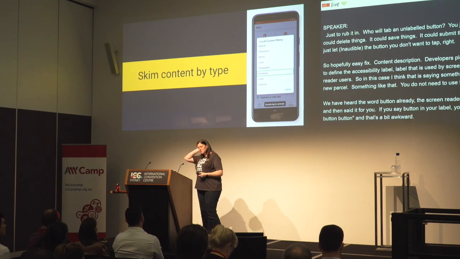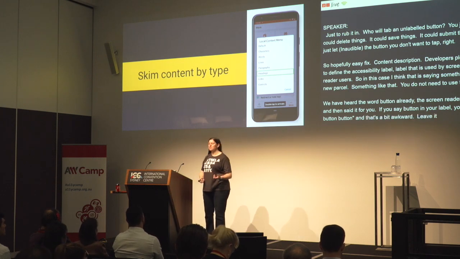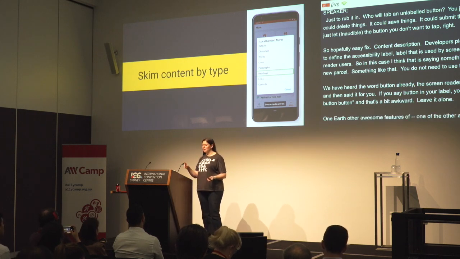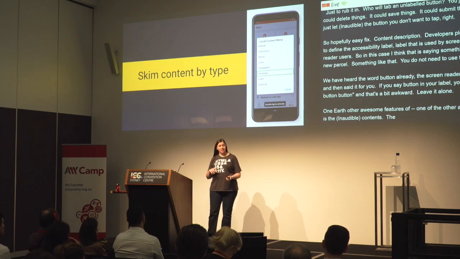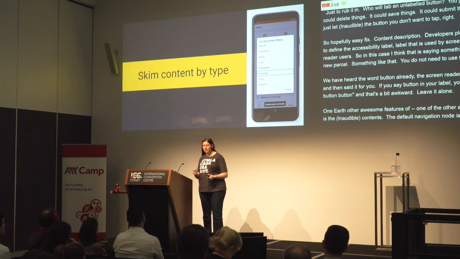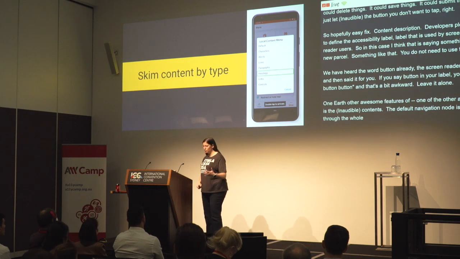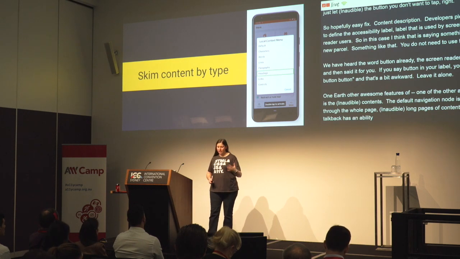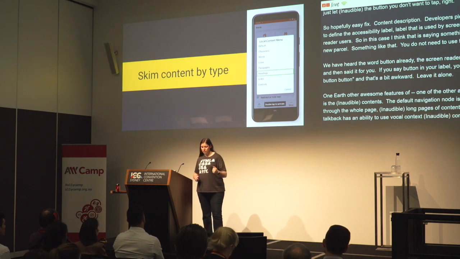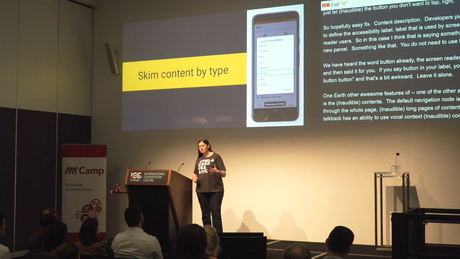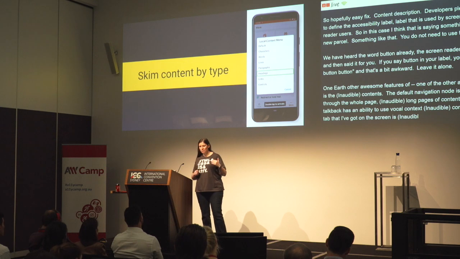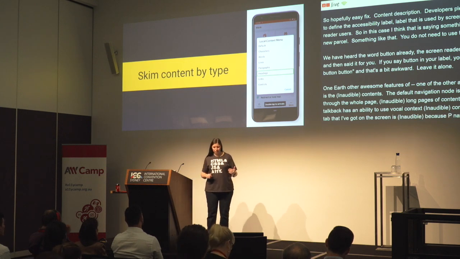One of the other awesome features of screen readers is the ability to skim content. The default navigation mode is to swipe element by element linearly through the whole page, and that can get pretty tedious when you've got quite long pages of content. So Android TalkBack, or Google TalkBack, has the ability in this local context menu to skim content by type, and the selected content type on the screen right now is headings, because heading navigation, jumping content by headings, is the single most popular method of navigation by screen reader users.